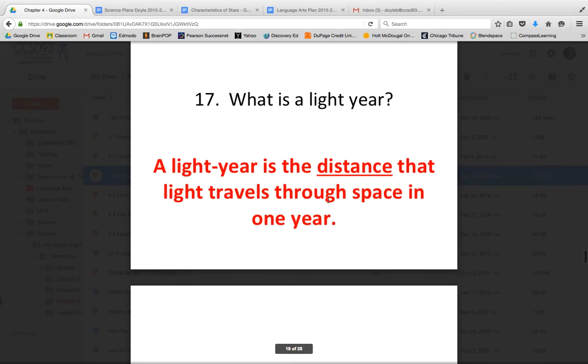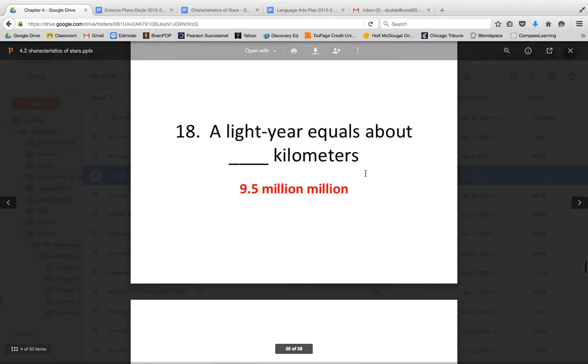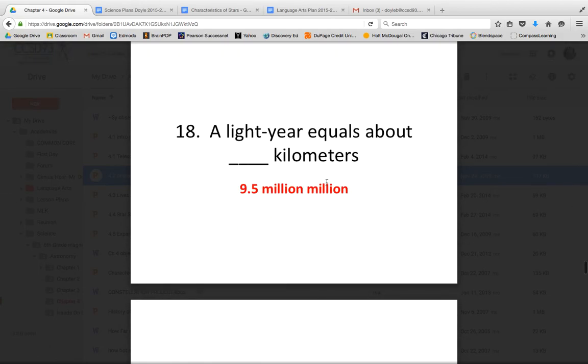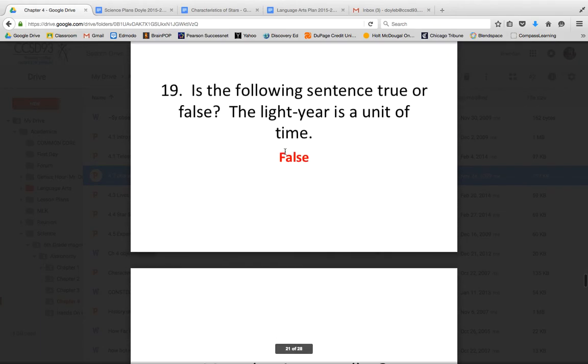A light year is the distance that light travels through space in 1 year. So it's not actually a year, it's not a time, it's a distance. 9.5 million kilometers. That's what a light year equals. It's a big number. It's fast. Following sentence, true or false? Light year is a unit of time is false. Light year is a unit of distance.